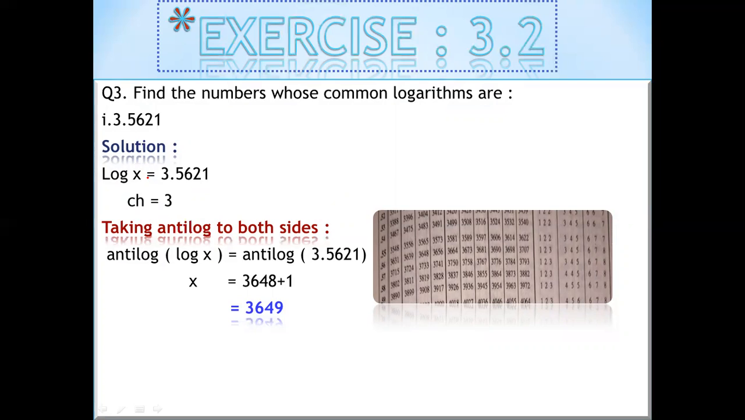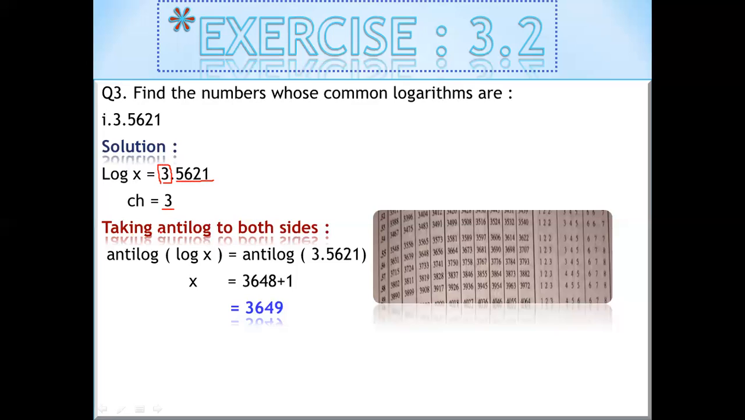Now the logarithm is given to us and we calculate the anti-logarithm of these numbers. The first is 3.5621. There is no need to convert into scientific notation because we take the characteristic directly from this. The number before the decimal is the characteristic, which in this question is 3. Now come to the mantissa, which is 0.5621.